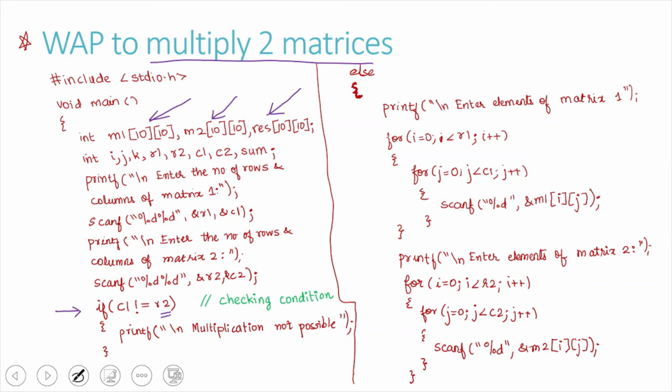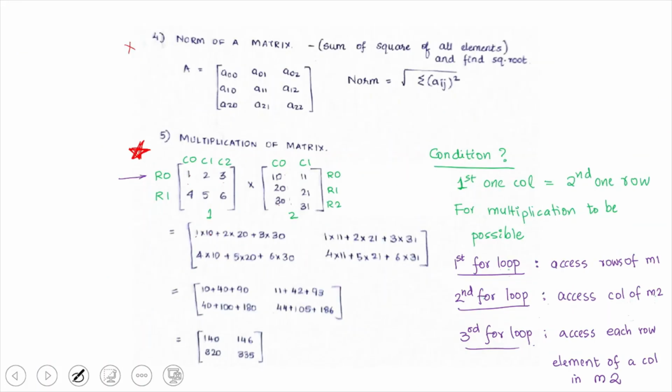If this is true, what we could do is ask the user to enter the elements of matrix 1 and also enter the elements of matrix 2. For this, you could use a nested for loop here and also another nested for loop here. So you have entered the values of M1 and M2 matrices. Let's see an example of matrix multiplication. As I told earlier, we will require 3 for loops in order to perform matrix multiplication.